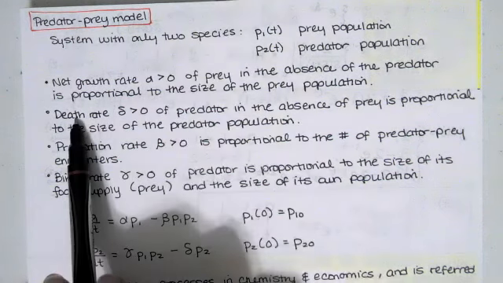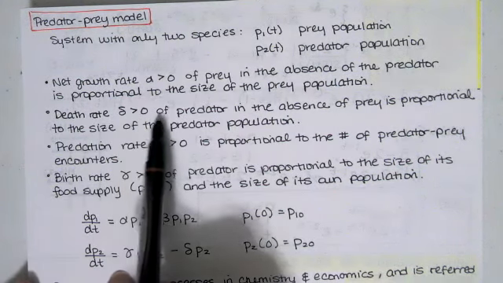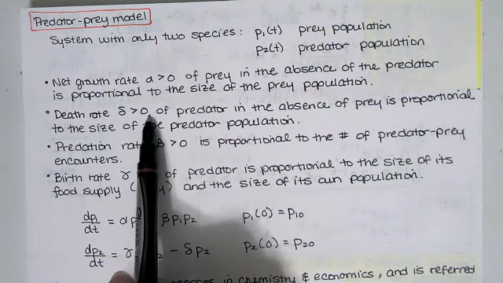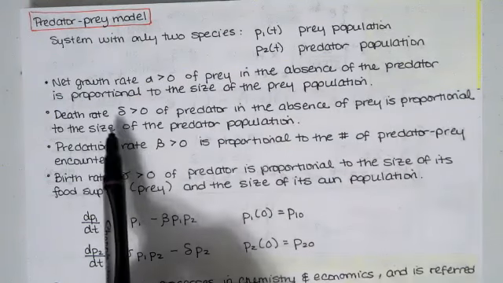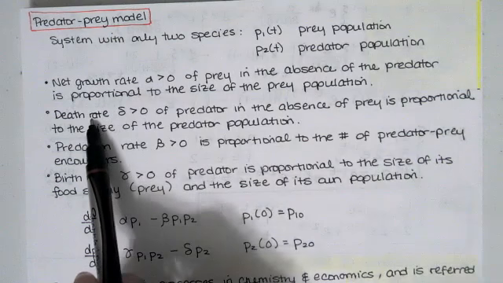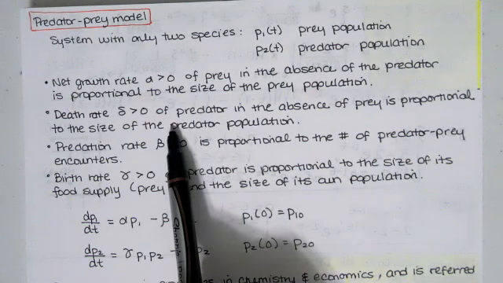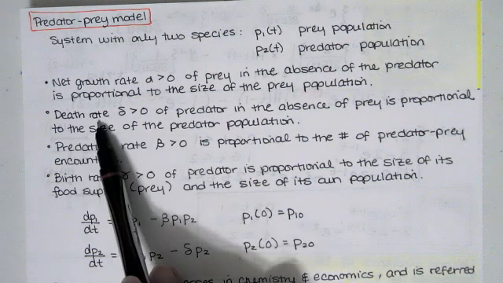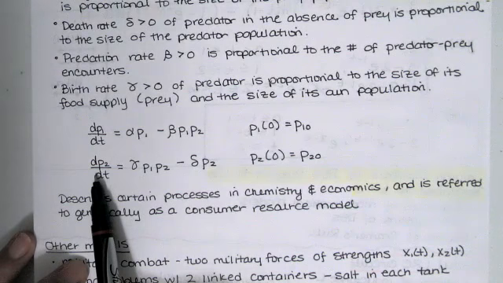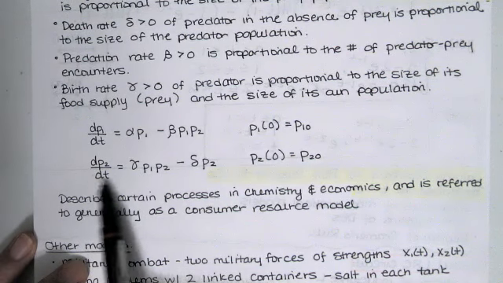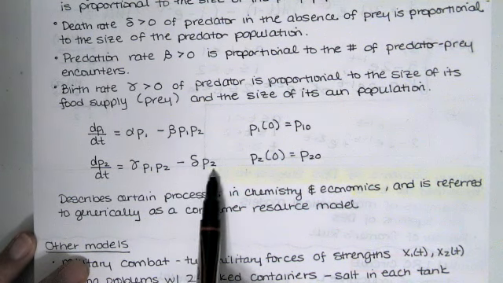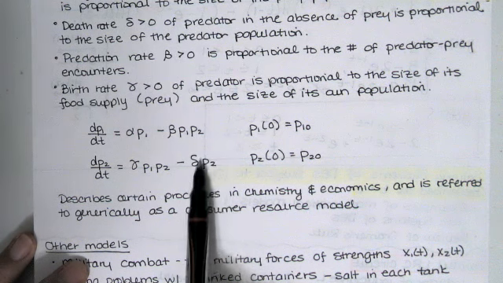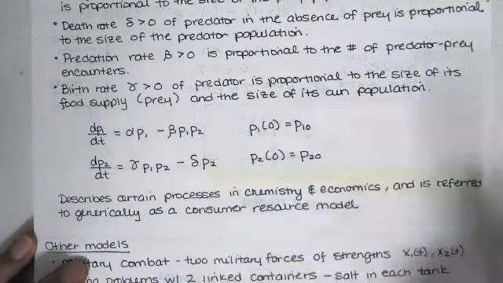At the same time, the death rate, delta, which is a number greater than 0 and is known, of the predator population in the absence of prey, if we say that that is proportional to the size of the predator population, so the more predators there are, the higher the death rate is, well, then the rate of change of the predator population with respect to time is a negative times this death rate times the current amount of predators in the population.